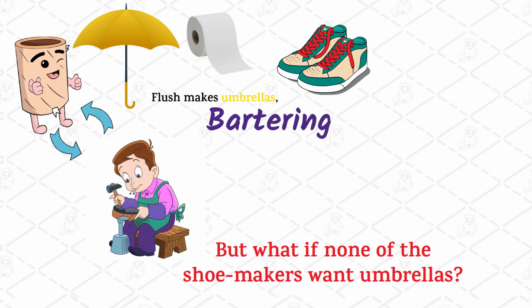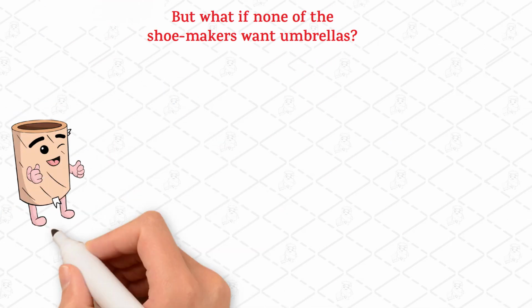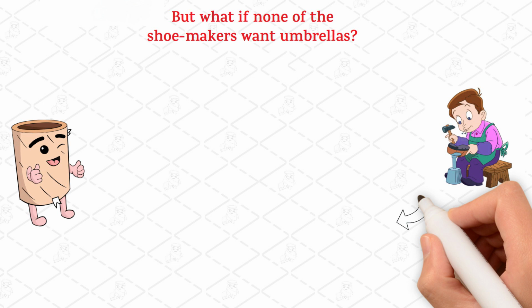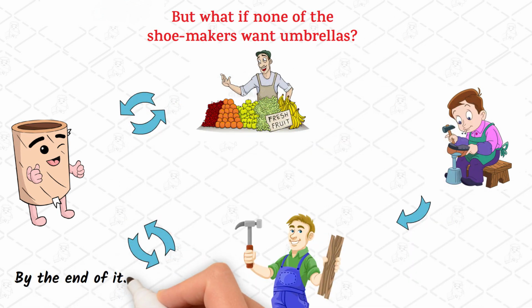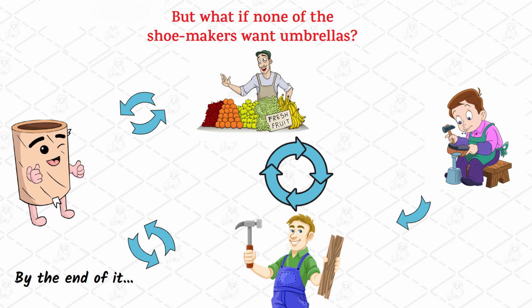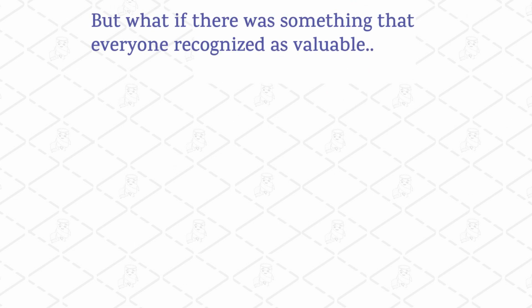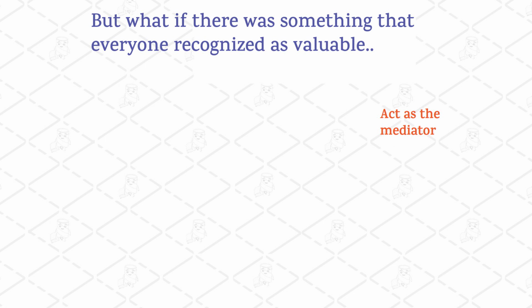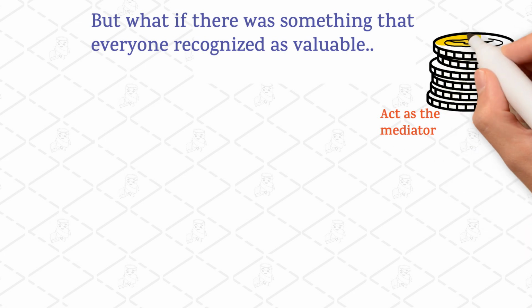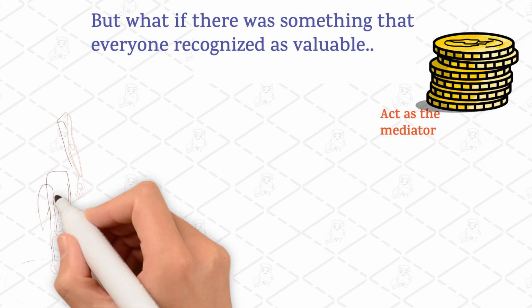So let's say Flush makes umbrellas, and he wants a new pair of shoes. In a bartering system, Flush would need to go around until he found someone who sells shoes and wants umbrellas. But what if none of the shoemakers want umbrellas? Well, then Flush would have to find out what the shoemakers wanted and go trade for that first. By the end of it, Flush might end up having to make a lot of trades just to get the pair of shoes that he needs. But what if there was something that everyone recognized as valuable and could act as the mediator between what you have and what you want? This is where money comes in.